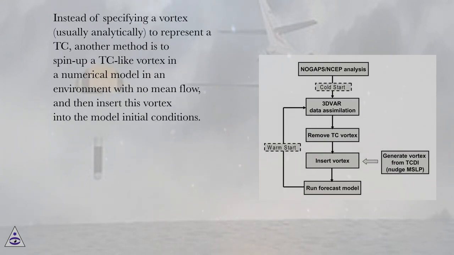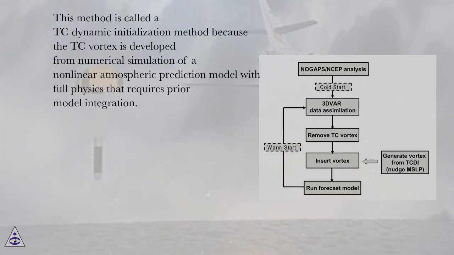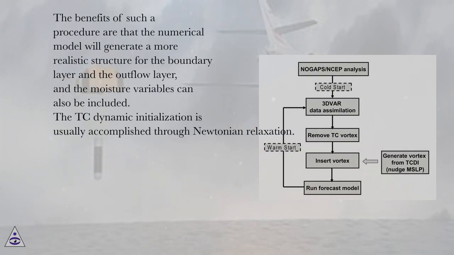Instead of specifying a vortex, usually analytically, to represent a TC, another method is to spin up a TC-like vortex in a numerical model in an environment with no mean flow, and then insert this vortex into the model initial conditions. This method is called a TC dynamic initialization method because the TC vortex is developed from numerical simulation of a nonlinear atmospheric prediction model with full physics that requires prior model integration. The benefits of such a procedure are that the numerical model will generate a more realistic structure for the boundary layer and the outflow layer, and the moisture variables can also be included.